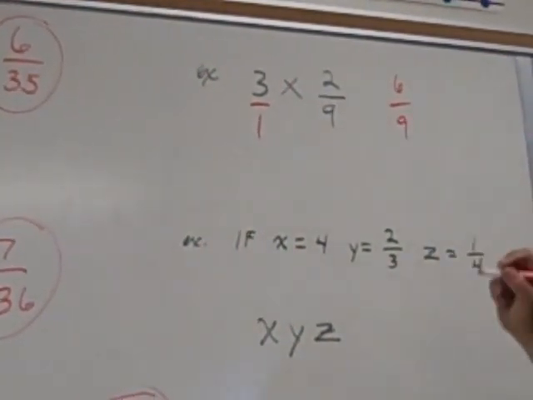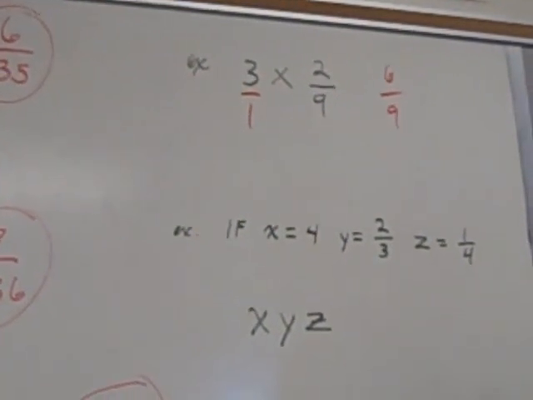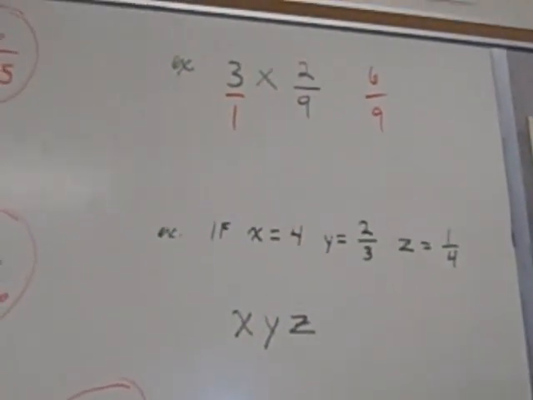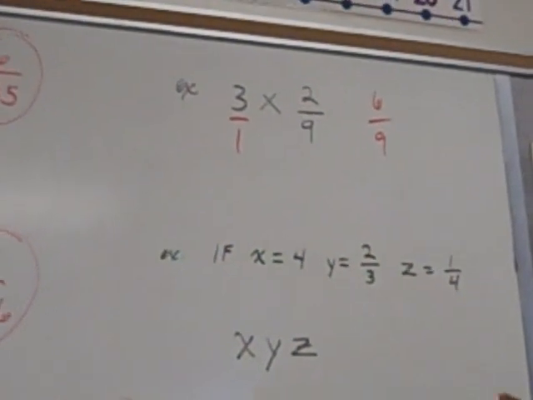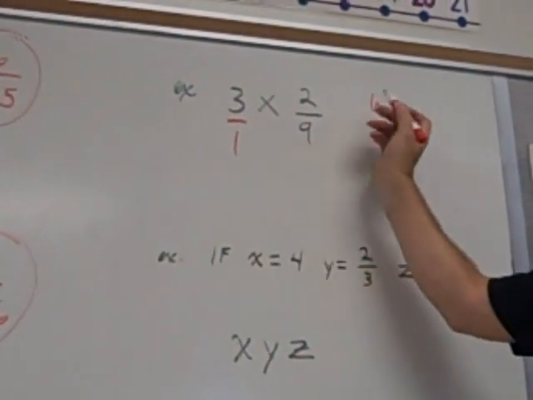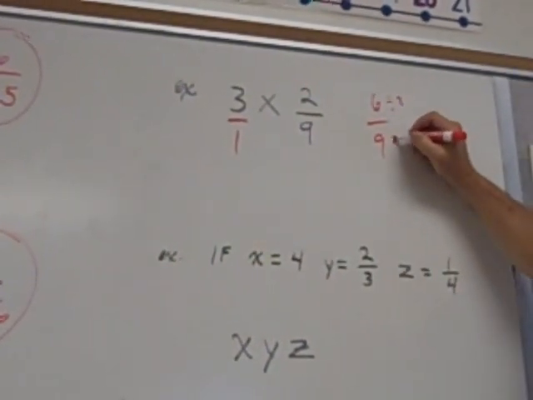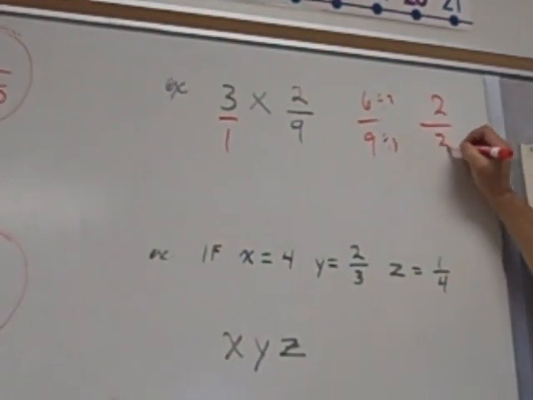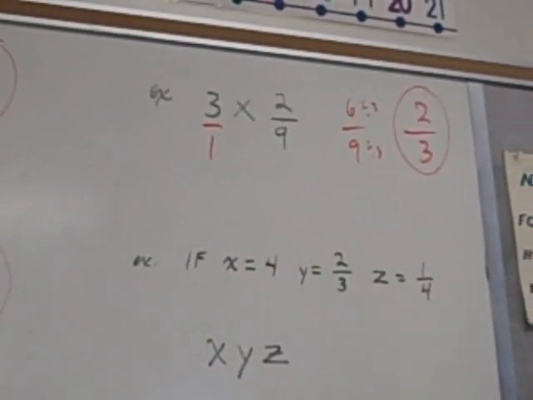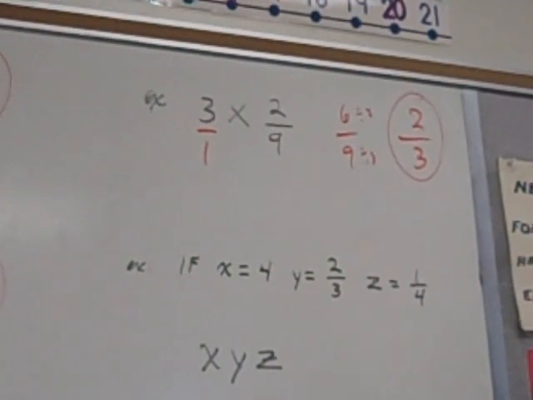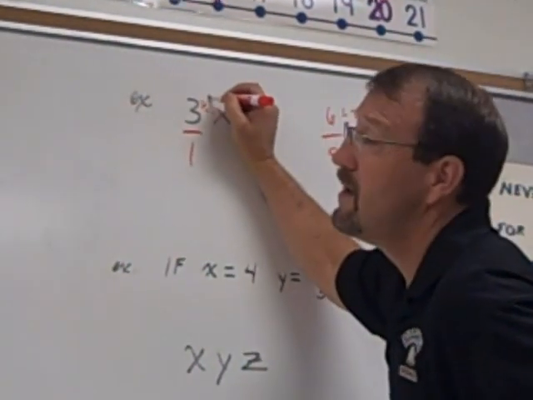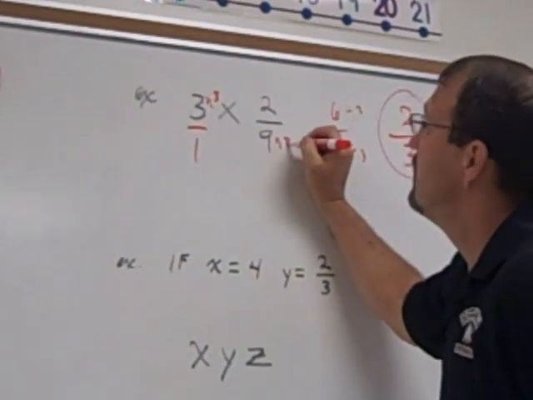6 over 9, right? Divide by 3. Top times top, bottom times bottom. Divide by 3, divide by 3. 1, 3. 2 thirds. Now, could I have simplified first? Yes. Divide by 3, divide by 3.